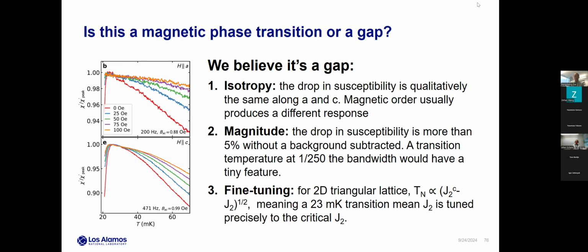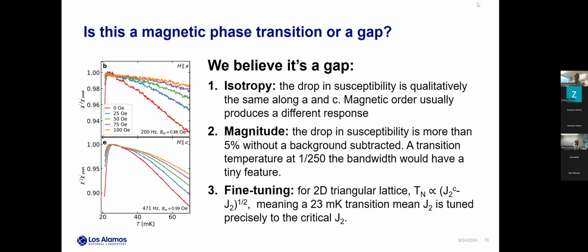And so a transition temperature, 23 millikelvin at 1/250th the bandwidth, would have to be a really tiny feature. We would not expect such a dramatic effect in a bulk property measurement at such a very small fraction of the bandwidth. And third, fine tuning.